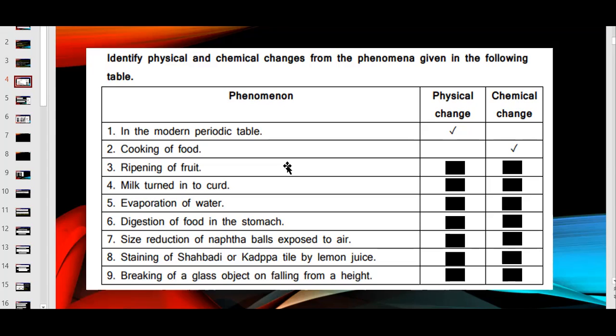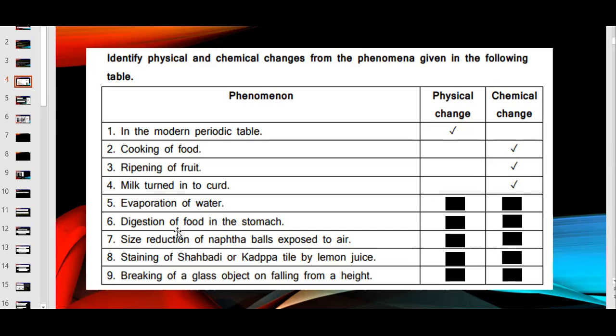It is ripening. The fruit is ripening, going from raw to ripe. So what do you think? Is ripening of fruit a physical change or a chemical change? Okay, it is a chemical change. Of course, there is a chemical change in the fruit. Milk turned into curd. What do you think? Milk is turning into curd. Obviously, here also it is a chemical change.